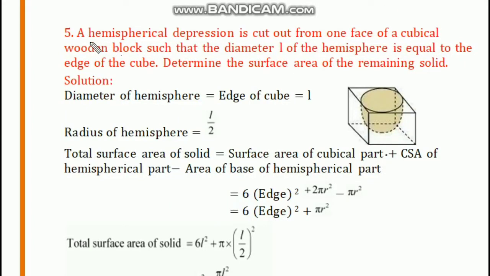Students, let us discuss exercise 13.1. Fifth sum. A hemispherical depression is cut out from one face of a cubical wooden block. The diameter L of the hemisphere is equal to the edge of the cube. Determine the surface area of the remaining solid.